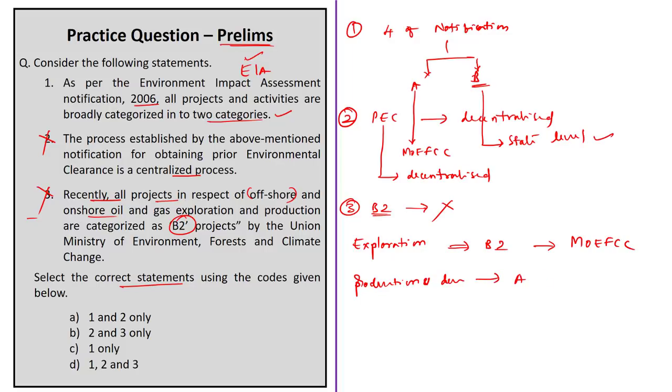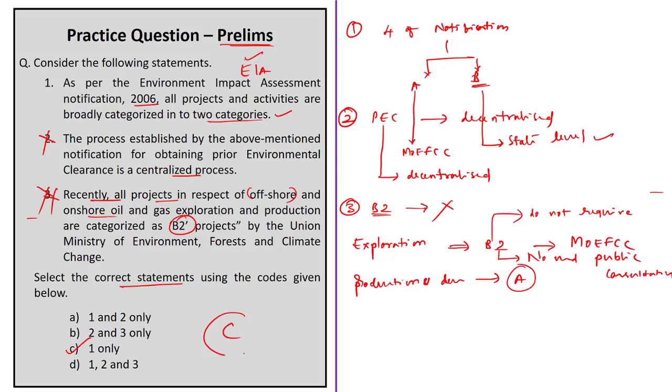Further, B2 is a B category of projects. These B2 category projects don't require the submission of an environment impact assessment report for the grant of prior environmental clearance, and for such projects, public consultation need not be conducted. So, the given third statement is incorrect. For this question, you have to choose the correct statements. Therefore, option C, one only, is the correct answer for this question.